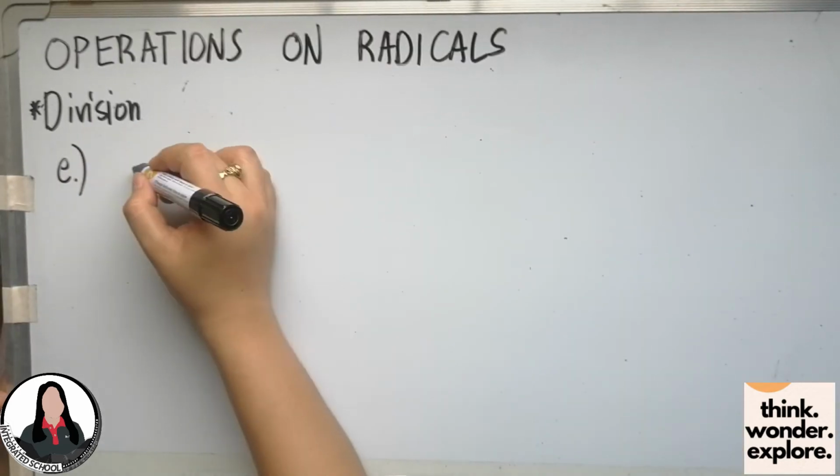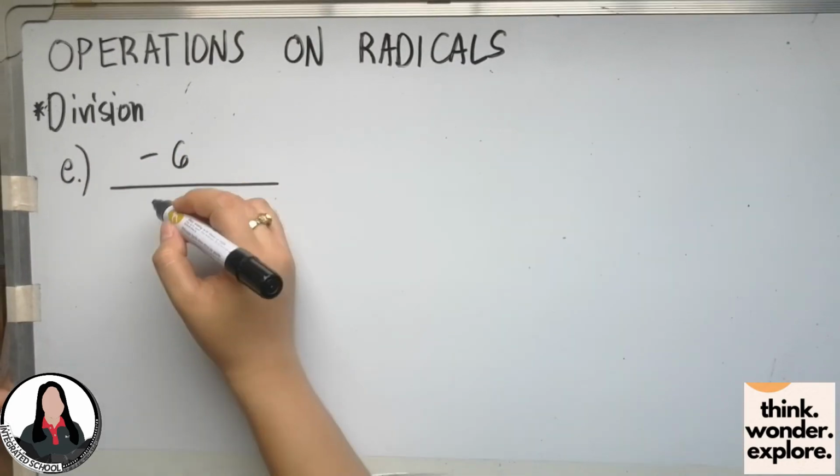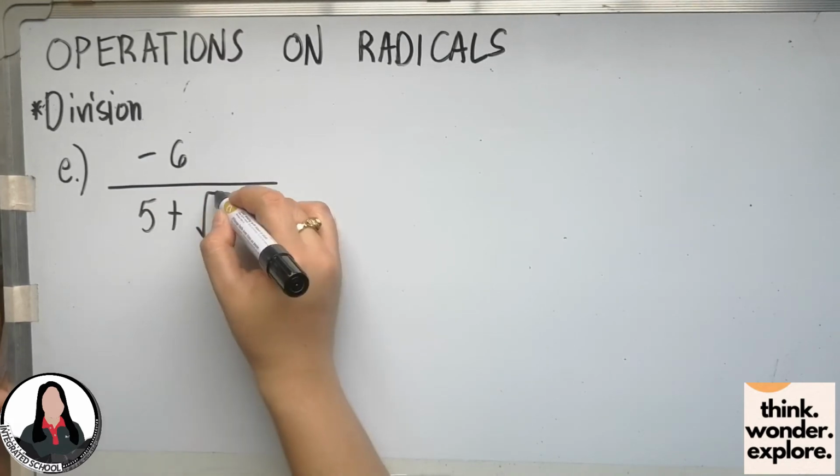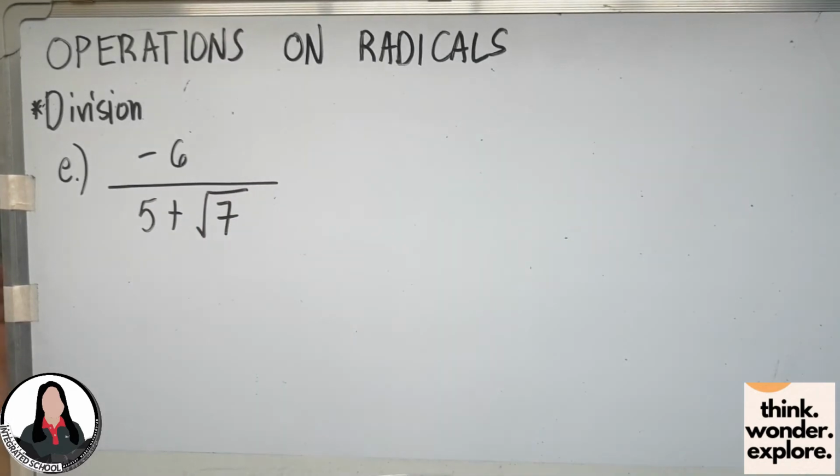For the next example, we have negative 6 all over 5 plus square root of 7. Okay. So, gusto kong mapansin ninyo na meron tayong kaibang example dito. Bakit? Because on the denominator, it contains a radical expression.